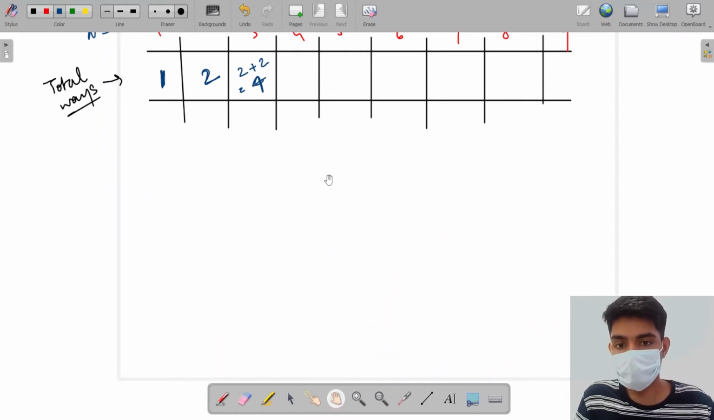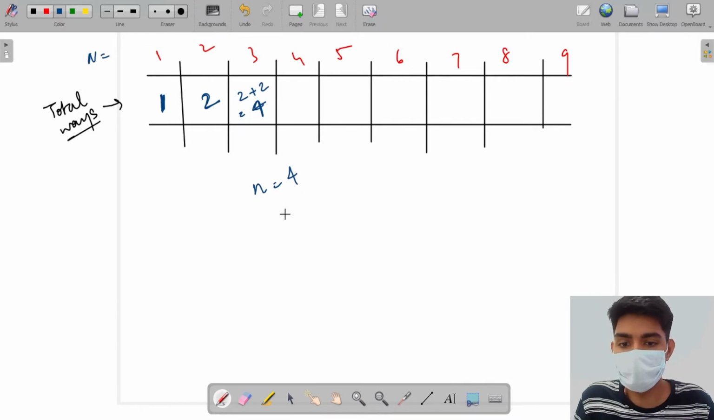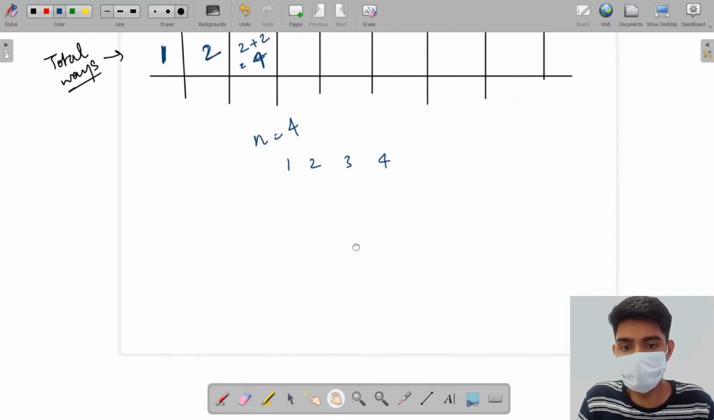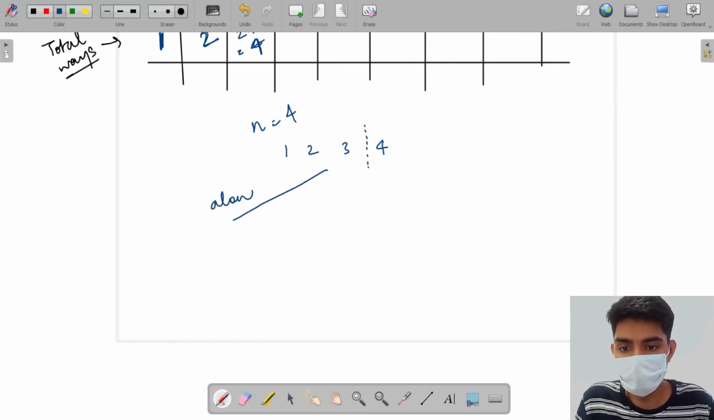Now let's see this for n equals 4. How would my answer be? What would be my answer? For n equals 4, we would have 4 friends. We would have 1, 2, 3, and 4. Okay, we would have 4 friends. Now, for 4 friends, 4 is deciding to go alone or 4 is pairing up with someone.